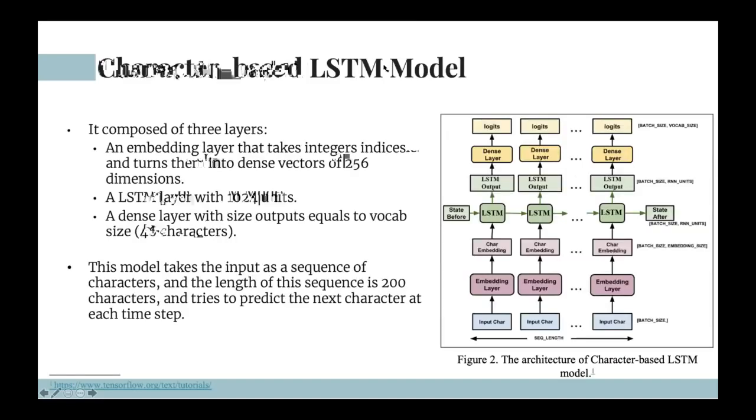First of all, the character-based LSTM model is composed of 3 layers, which are the embedding layer, LSTM layer, and dense layer. It takes the input as a sequence of characters. The length of the sequence is 200 characters, and it tries to predict the next character at each time step.